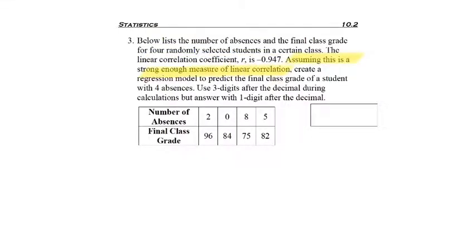Since my sample is only 4, usually you need really high numbers, and we'd have to check if 0.947 is actually high enough. But we're going to go ahead and create a regression model to predict the final class grade of a student who has 4 absences. Notice our table of students with 2, none, 8, or 5 absences, but nobody listed has 4 absences.